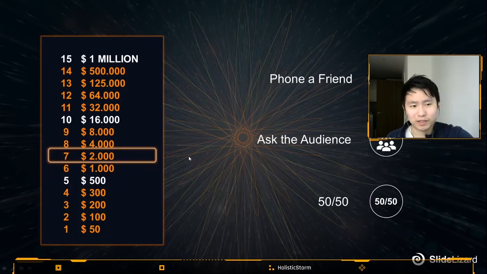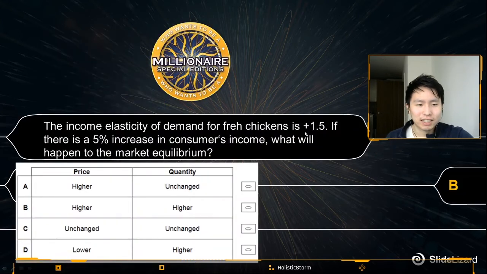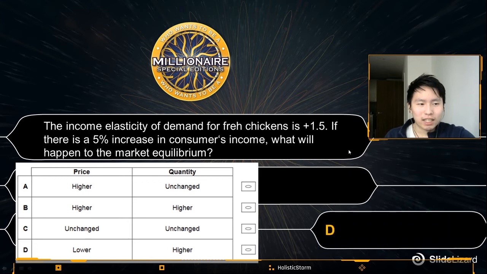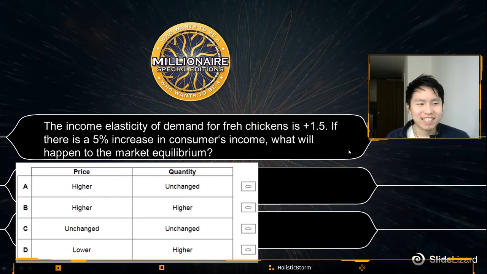For $2,000. And you still have 3 lifelines. The income elasticity of demand for fresh chickens is plus 1.5. If there is a 5% increase in consumer income, what would happen to the market equilibrium? A, the market price would be higher, but then the market quantity will remain unchanged. B, both the price and the quantity in the market for fresh chickens would be higher. C, both price and quantity will remain unchanged. Or D, price would become lower but quantity would become higher.